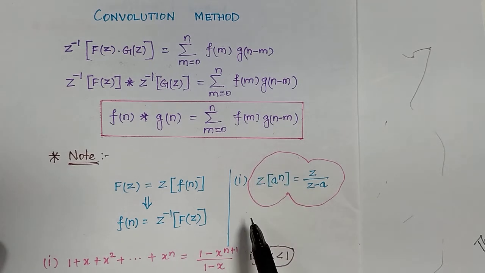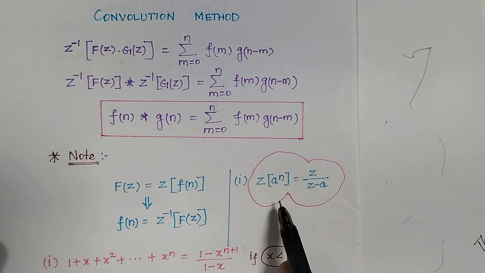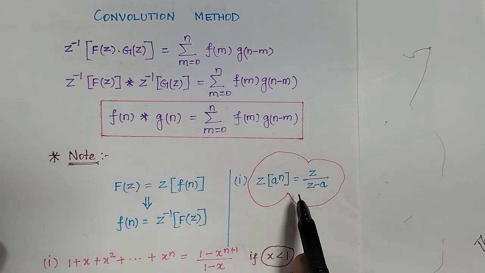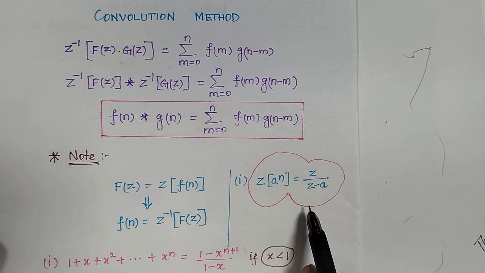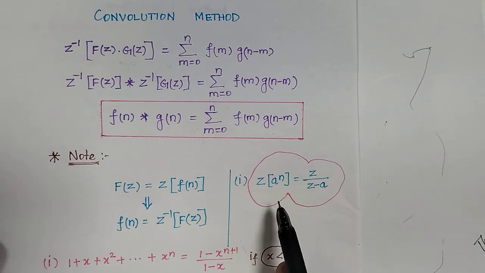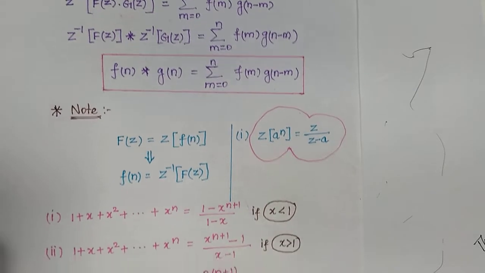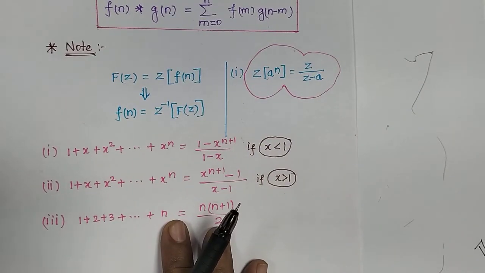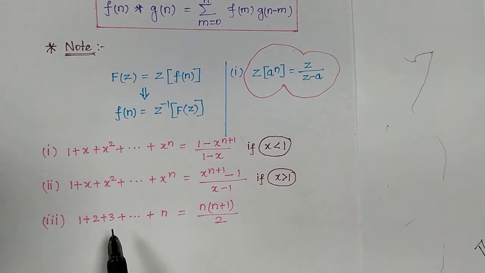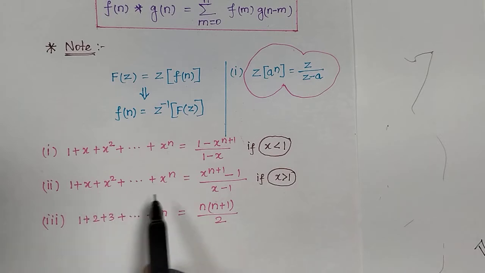If you want to solve a problem in the convolution method, first you should know the very basic formula: Z transform of a power n equal to z divided by z minus a. Based on this formula you will have 5 problems in this convolution method. Very simple. You should memorize this formula, Z transform of a power n is equal to z divided by z minus a. After that, in this section you will have 3 more formulas. While doing problems we have to apply those formulas.